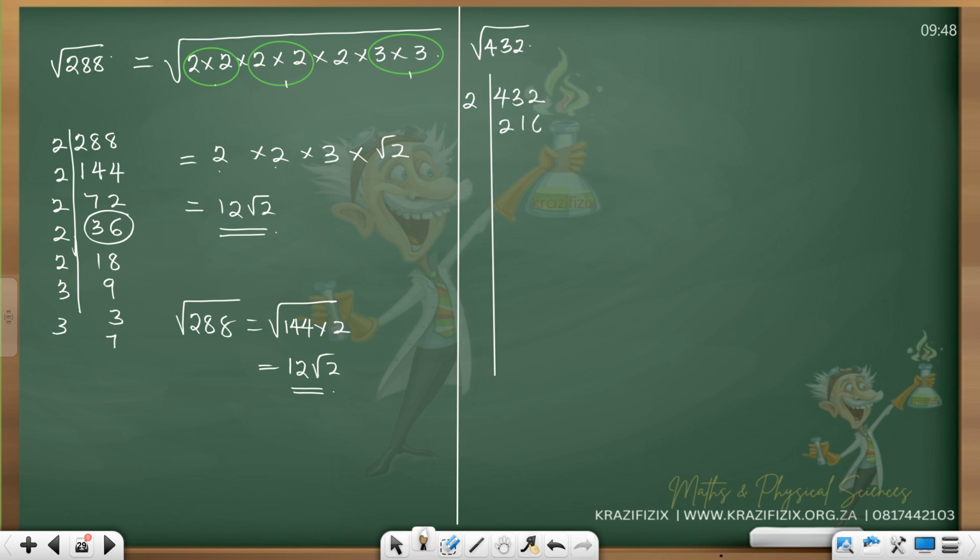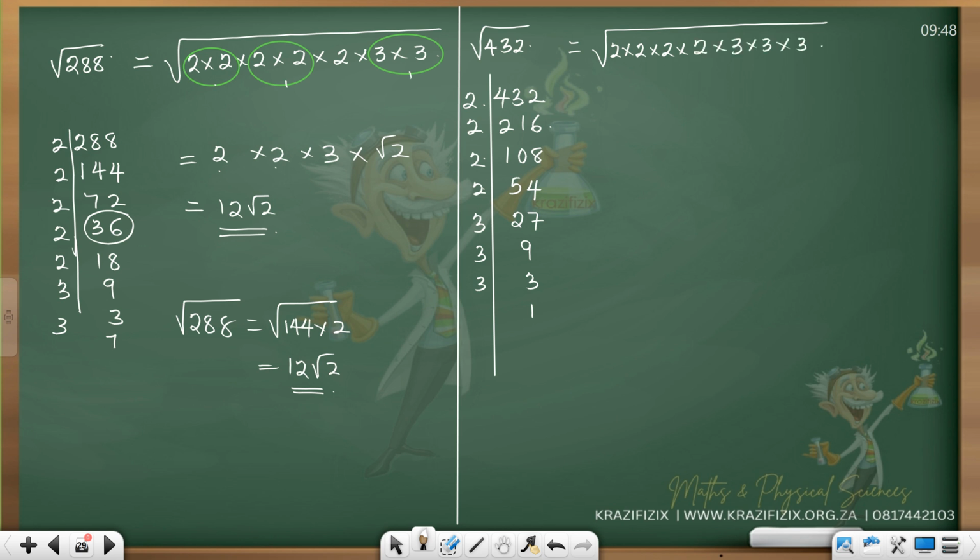2 here, and then 16 there, right? Then 2 can go again. 108. 2 can still go. 54. I think 2 can still go. 27. All right, then I know it's 3 cubed here. 9. 3 can go in 9. 3. So this is the same thing as how many 2s? 1, 2, 3, 4. And 3, 3, 3.